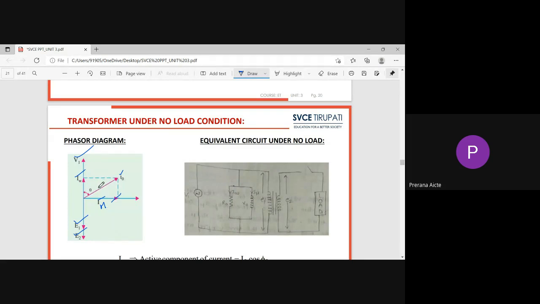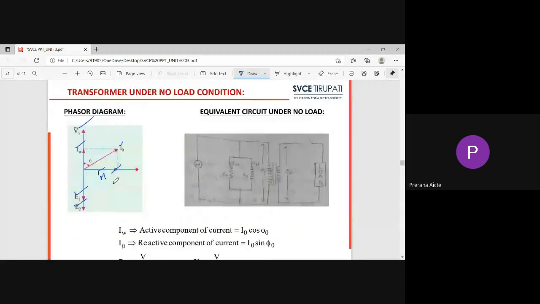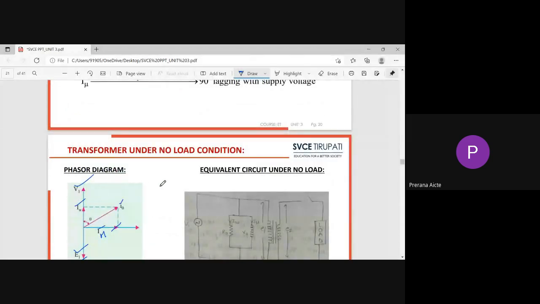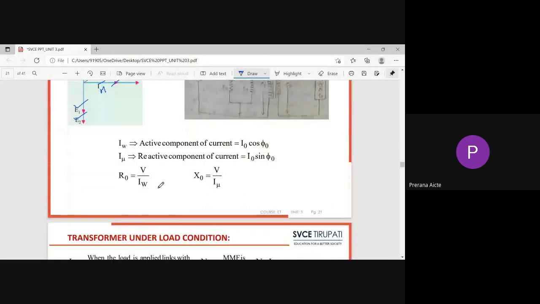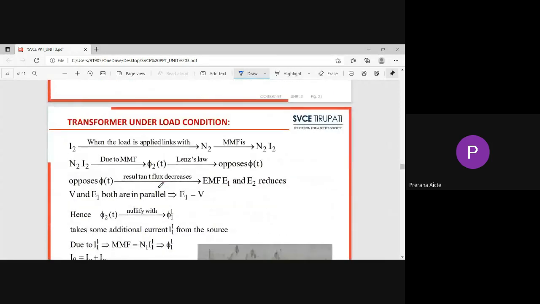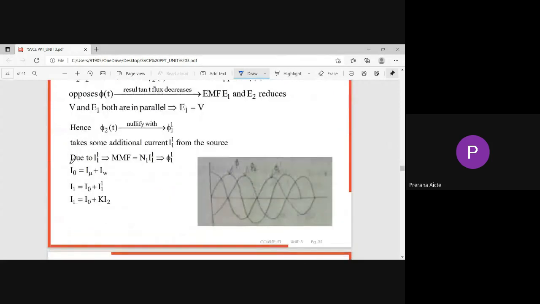So one more component, what is that component? IW component. Because of this IW component, we overcome the core losses; it is a loss component. This IW component is in phase with V1. Why? Because it is a loss component. So this is the transformer operated on no load condition. It has a no load current I naught. I naught is equal to I mu plus IW.